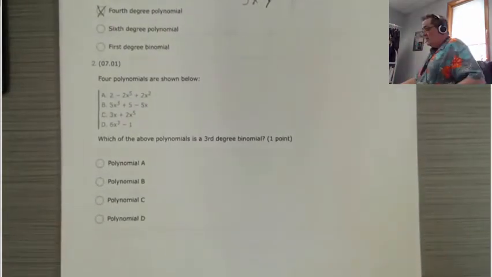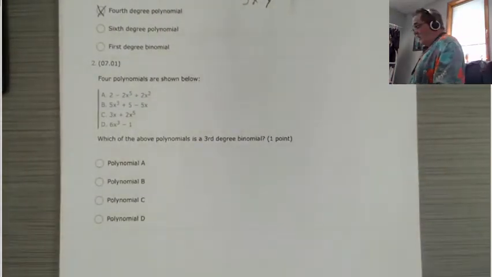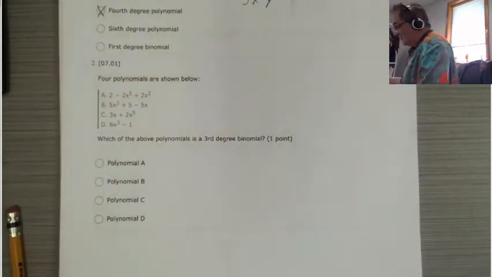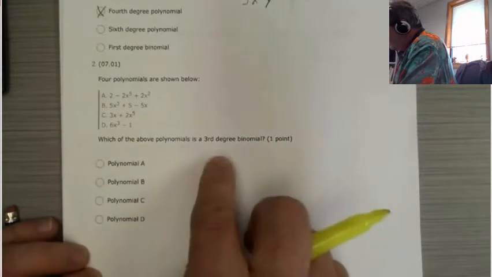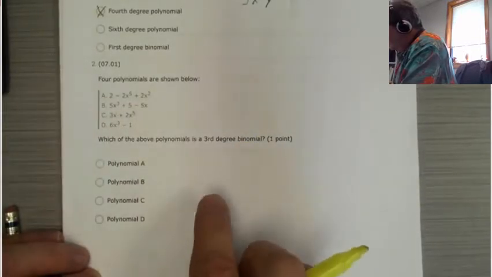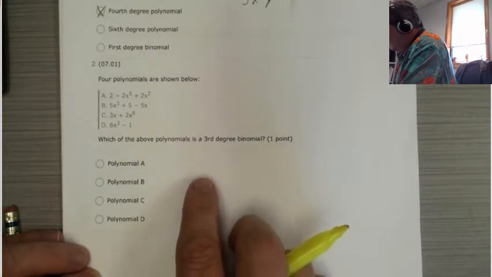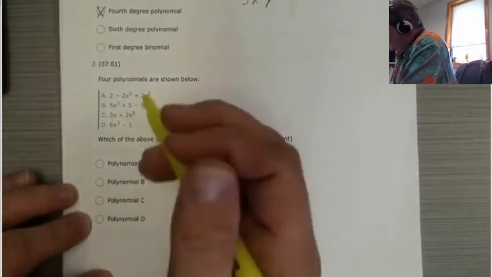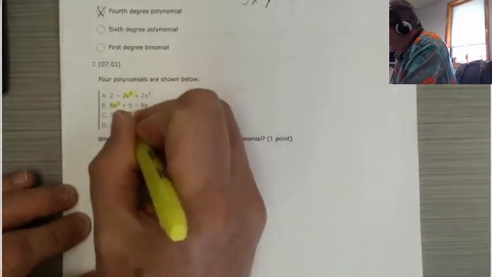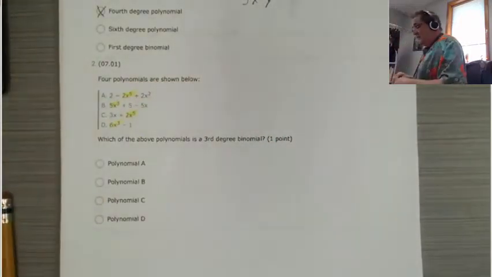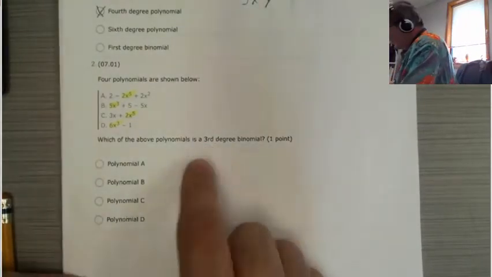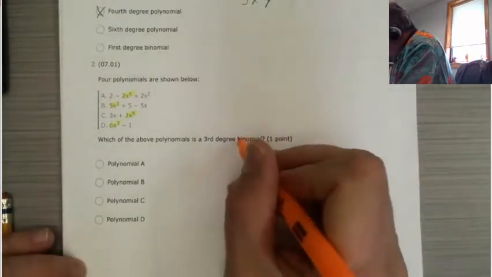All right, 4 polynomials are shown below. Which of the above is a third degree polynomial? All right, remember, what degree the binomial is going to be determined by the highest term. Now, this is a fifth degree, this is a third degree, this is a fifth degree, and this is a third degree. So there's 2 fifth degree and 2 third degree. So what's the correct answer? Because it's looking for a third degree. Here's the key right here.